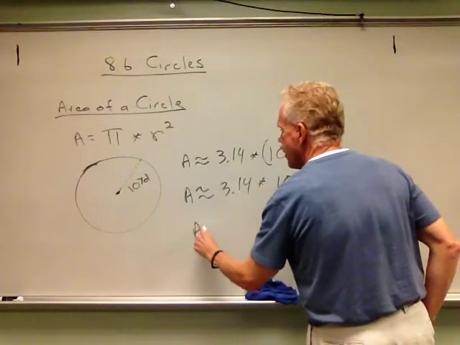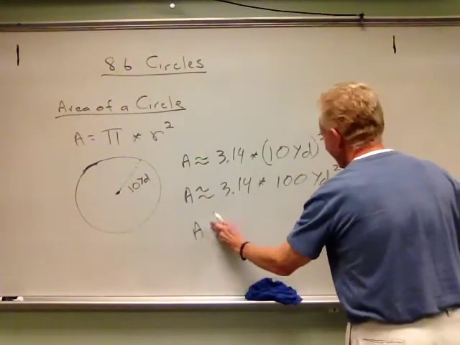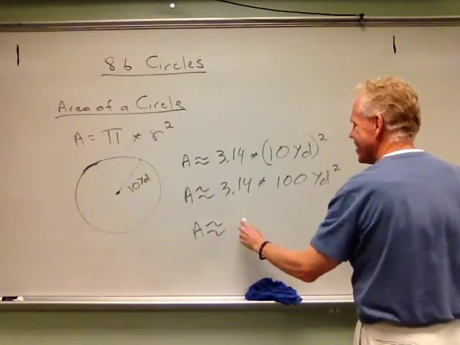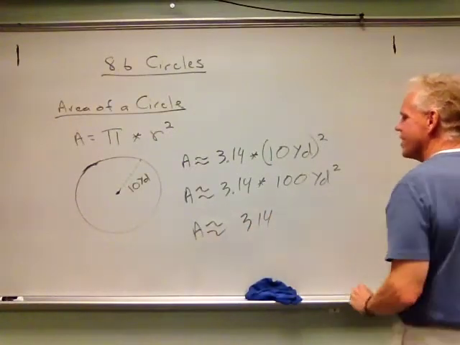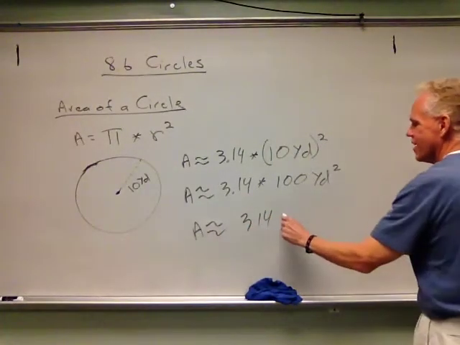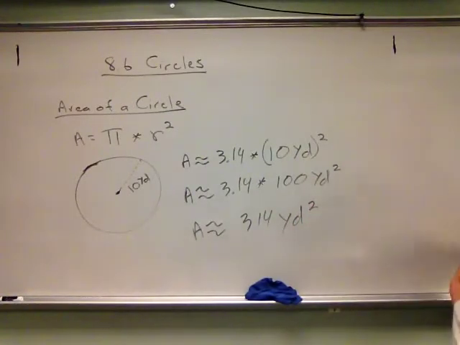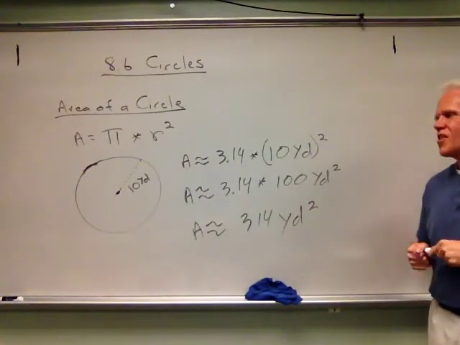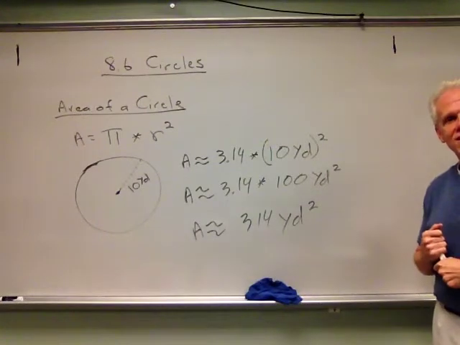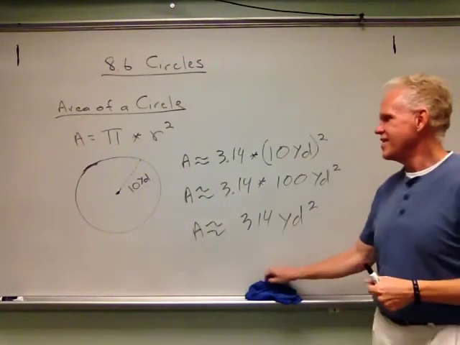So the area of this circle is approximately 314 square yards. 314 square yards. Pretty cool, huh?